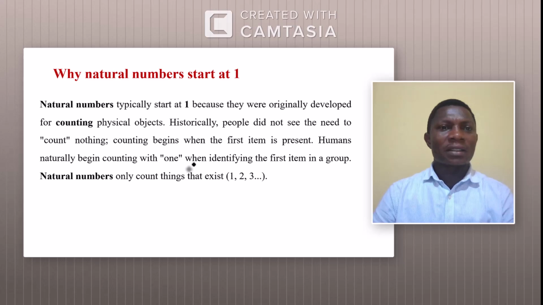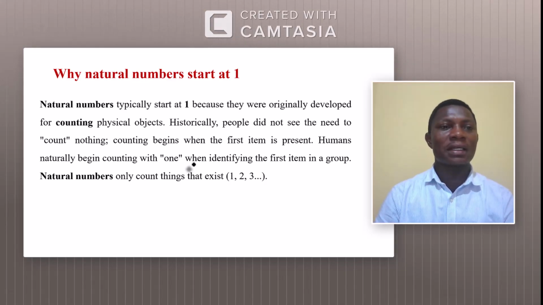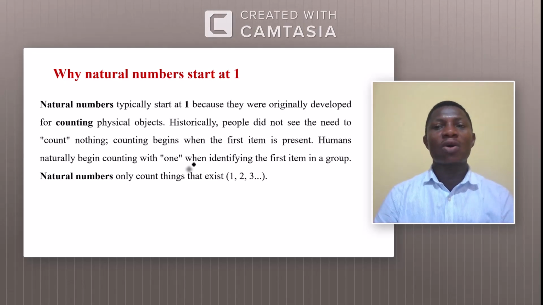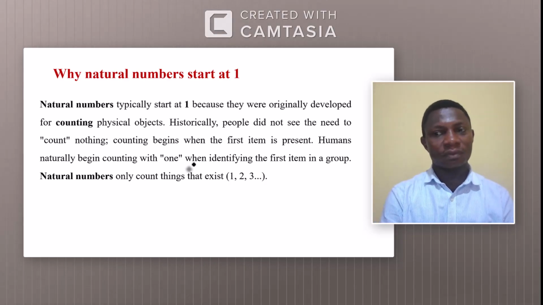Now let's look at why natural numbers start at 1. Let's read what is here. It says that natural numbers typically start at 1 because they were originally developed from counting physical objects. So if you want to count a physical object, you start from 1.